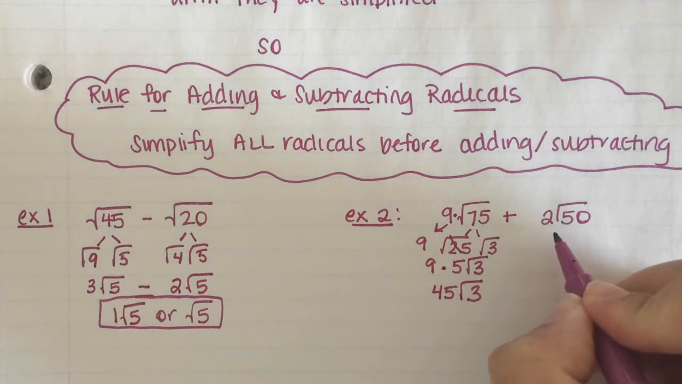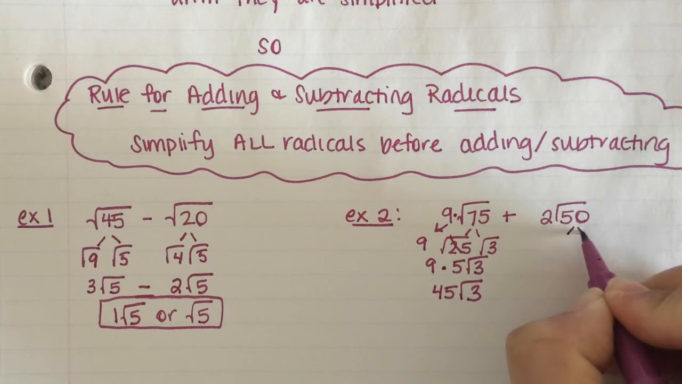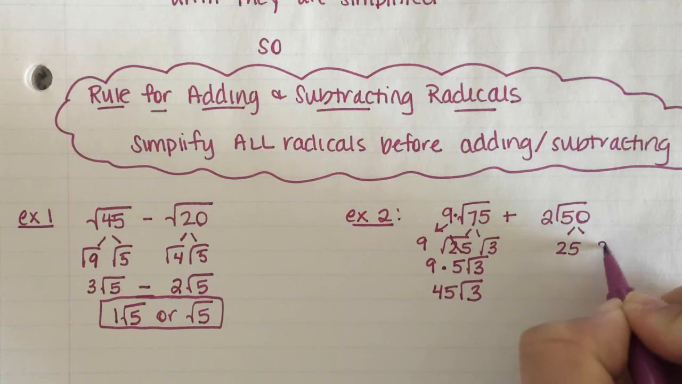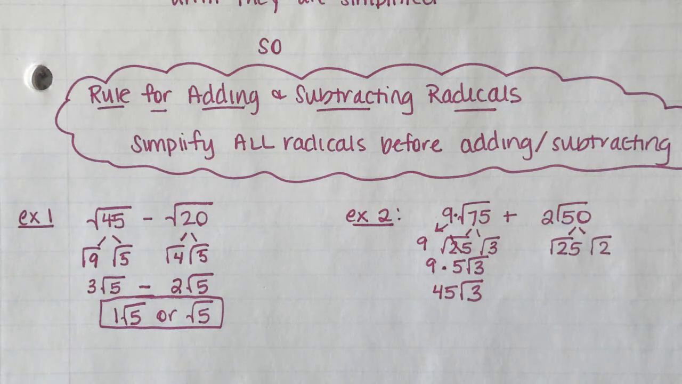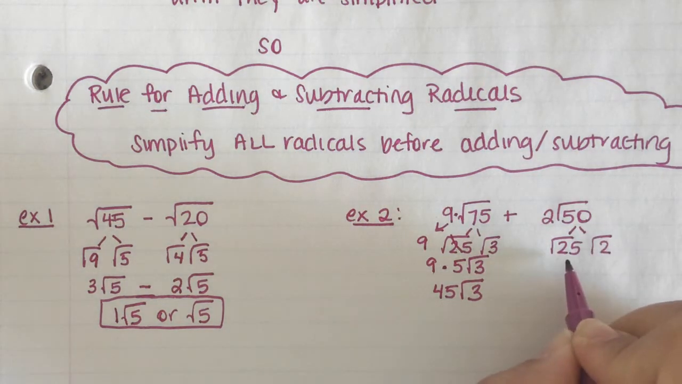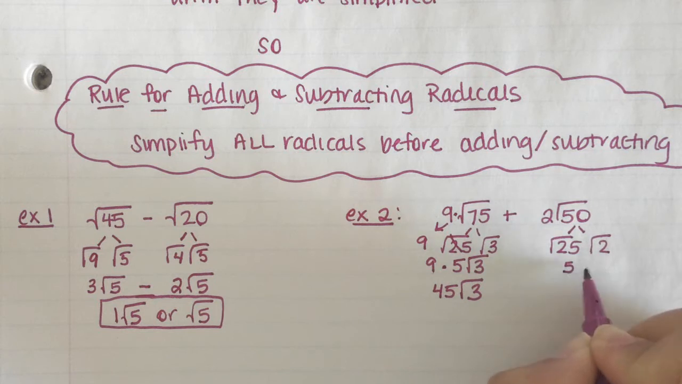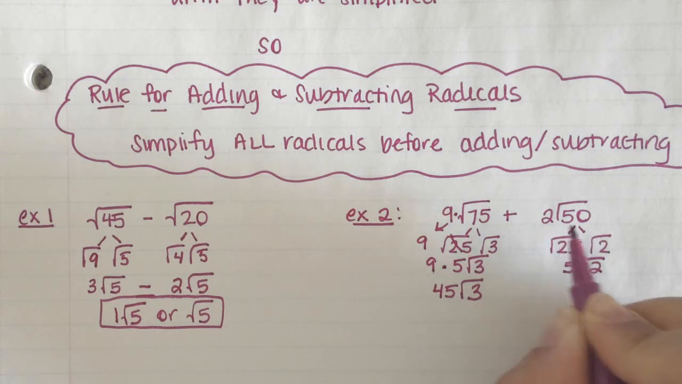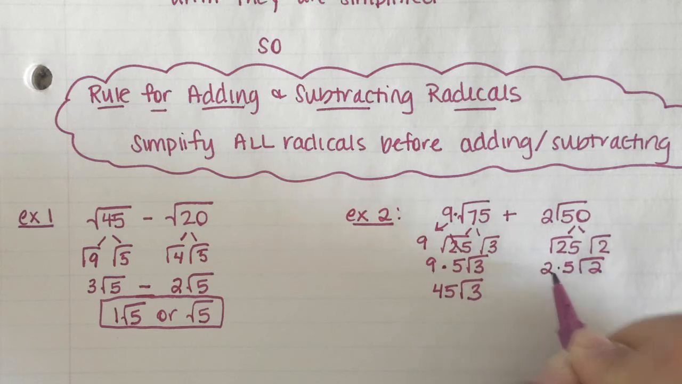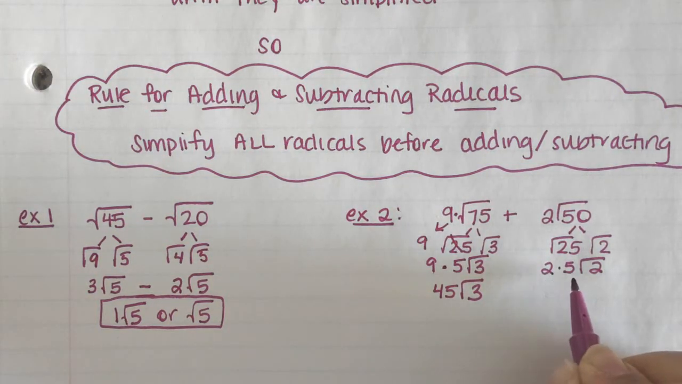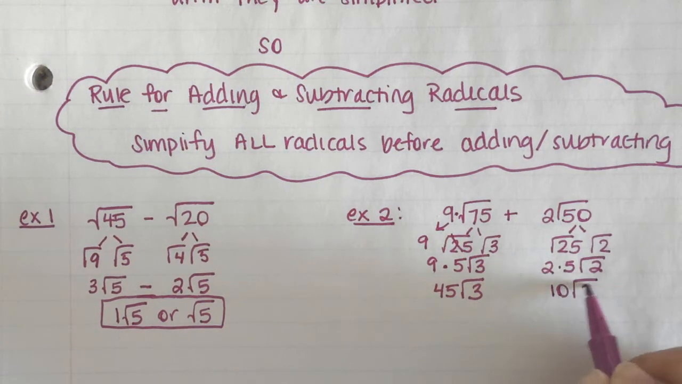Then I have 2 radical 50. For radical 50, I'm going to use 25 and 2. And square root of 25 is 5. I'm going to bring down the radical 2. And I almost forgot I have this 2 here, so I have to bring that down in front of the 5. I'm going to multiply my outsides. 2 times 5 is 10. So I get 10 radical 2.